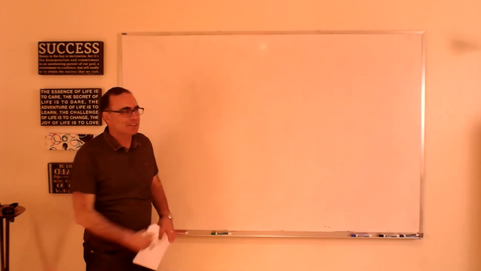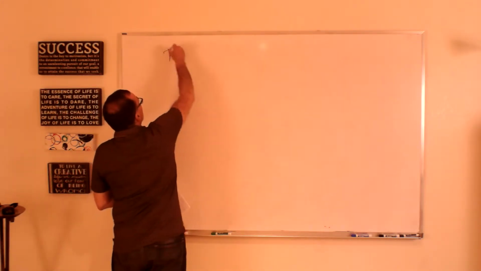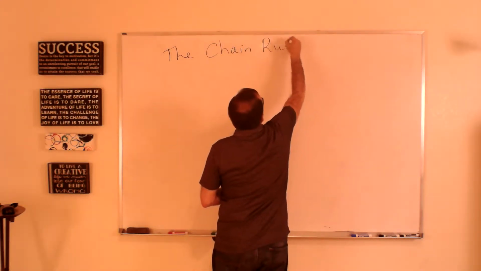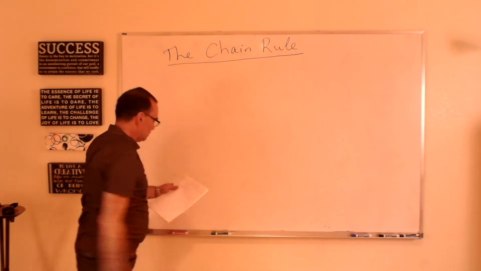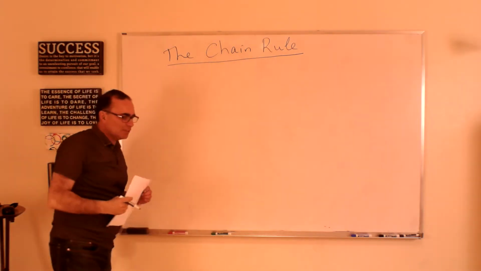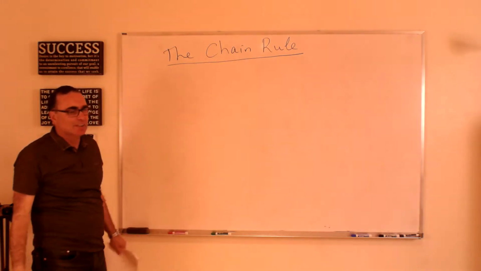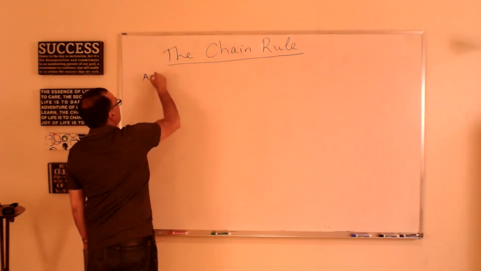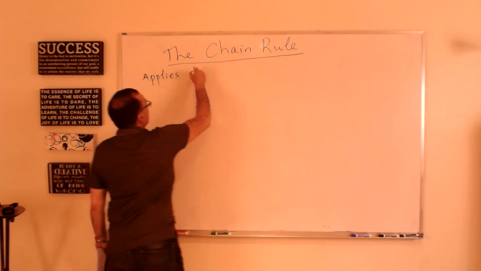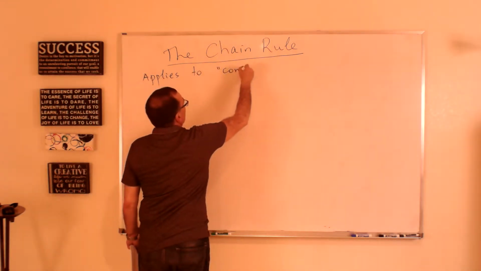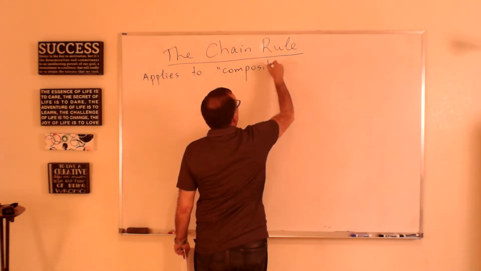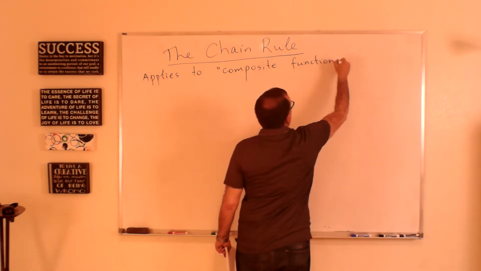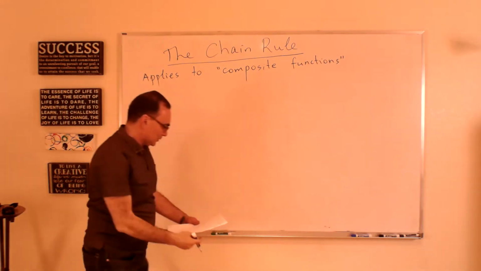The next complicated rule is the chain rule, the rule of calculating derivatives. Now, this rule applies to very special functions, so-called composite functions. So what are those composite functions?